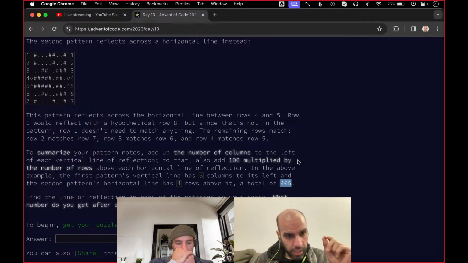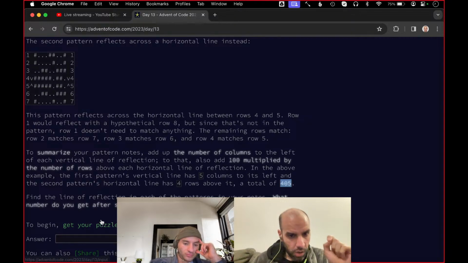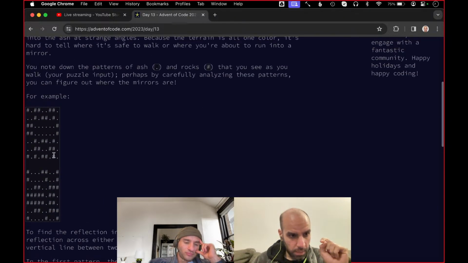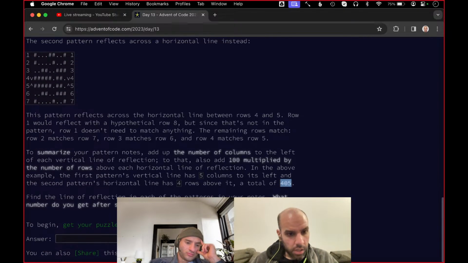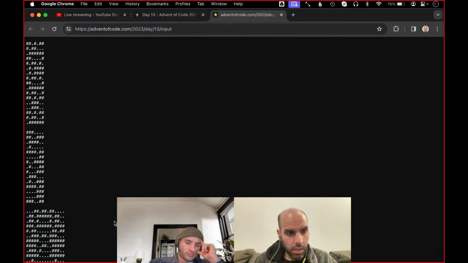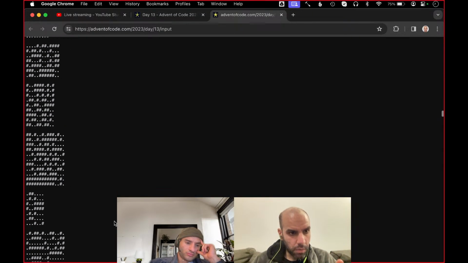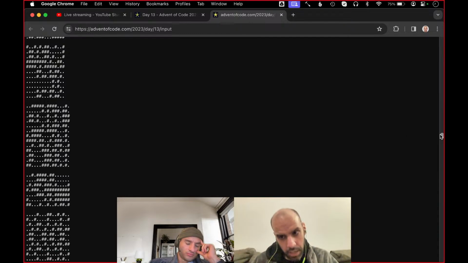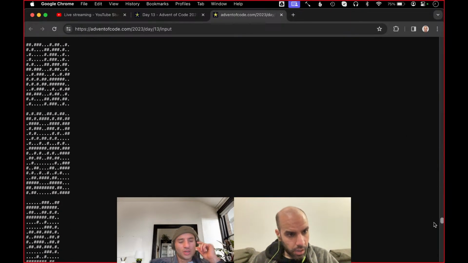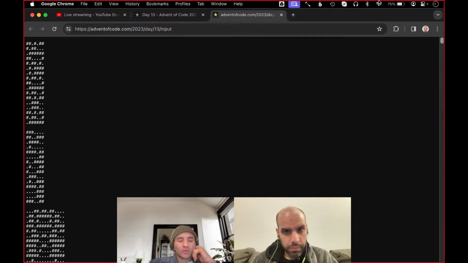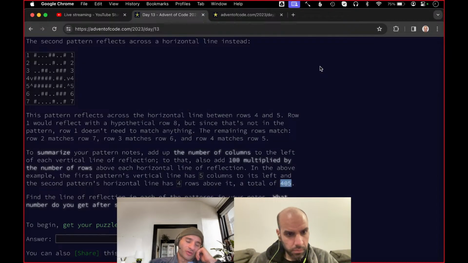Find the line of reflection in each of the patterns in your notes. What number do you get after summarizing all your notes? So I suppose each input will only have one reflection, either horizontal or vertical. Will the puzzle inputs be completely crazy? No, they are all relatively small. There are many of them, but they are each manageable. This would be great to solve with Vim.